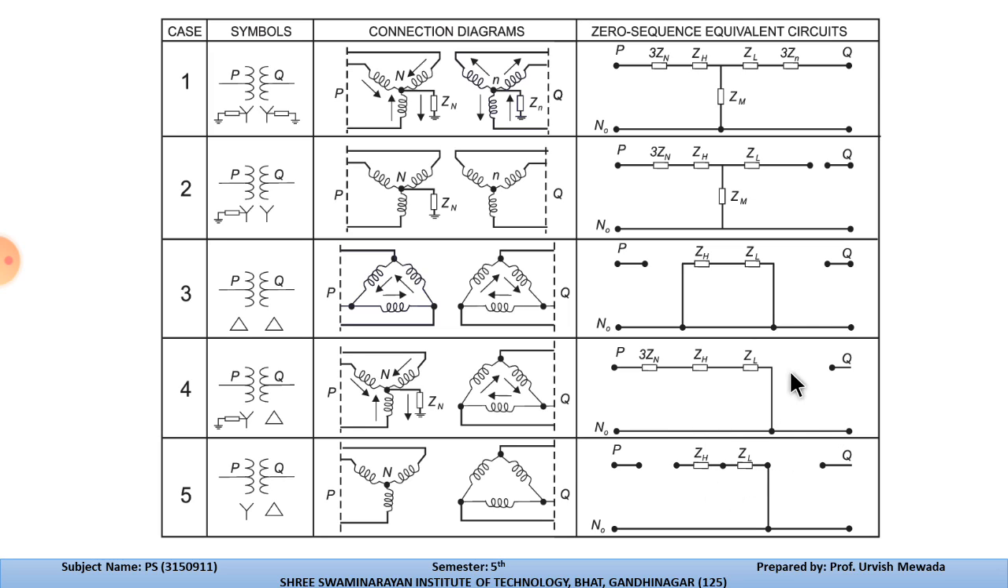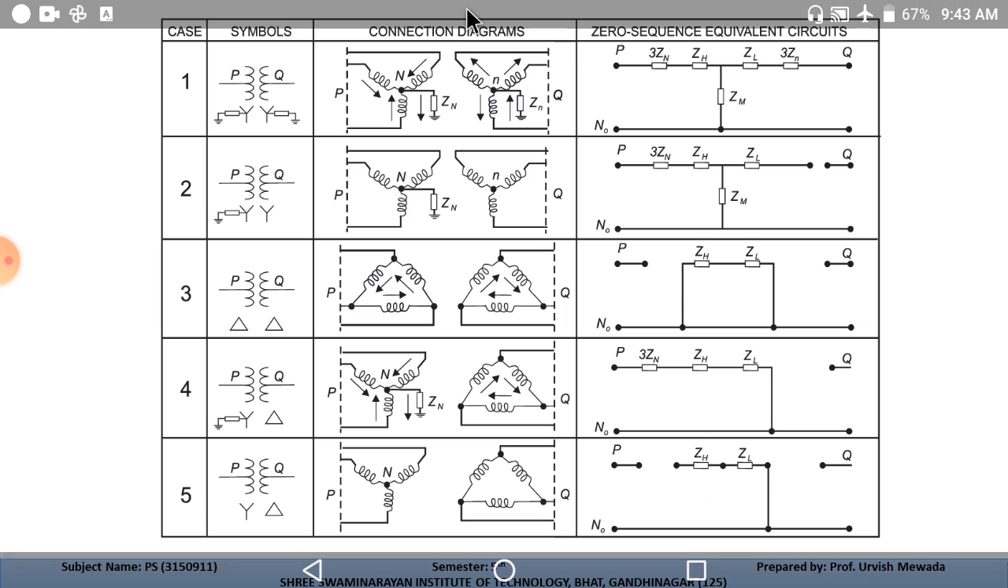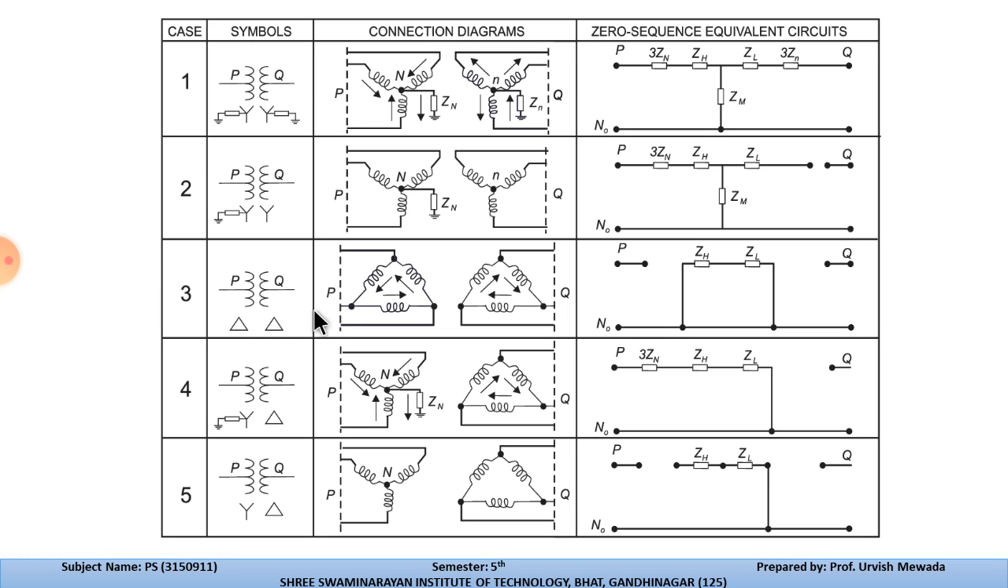So this is how we can connect the transformers in our very large power system, and in our power system we have a variety of transformer connections for different operations. From these different connections, we can calculate the zero sequence equivalent circuit of the given system.